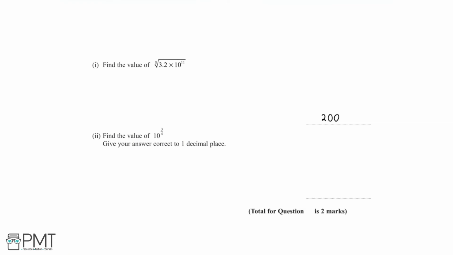Now in the second part of the question, we need to find the value of 10 to the power of 3/4, giving our answer correct to one decimal place. And so when we put this into our calculator, we can see that 10 to the power of 3/4 is equal to 5.6234132... and our answer correct to one decimal place would be equal to 5.6.